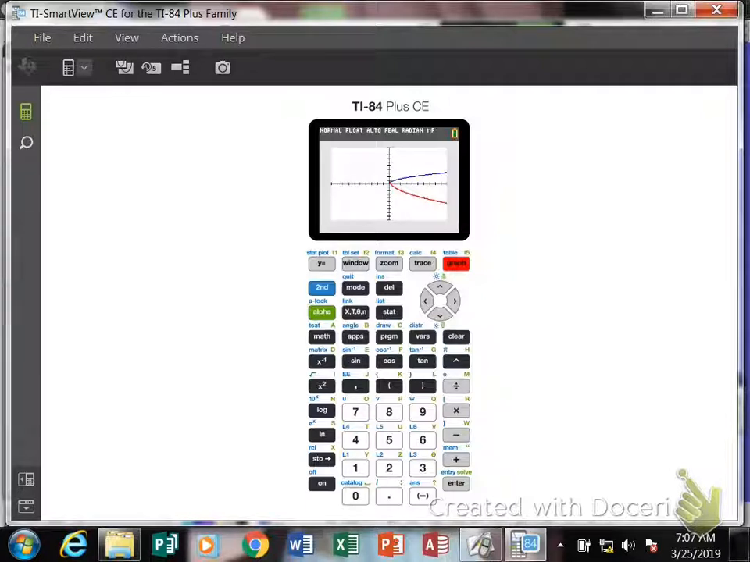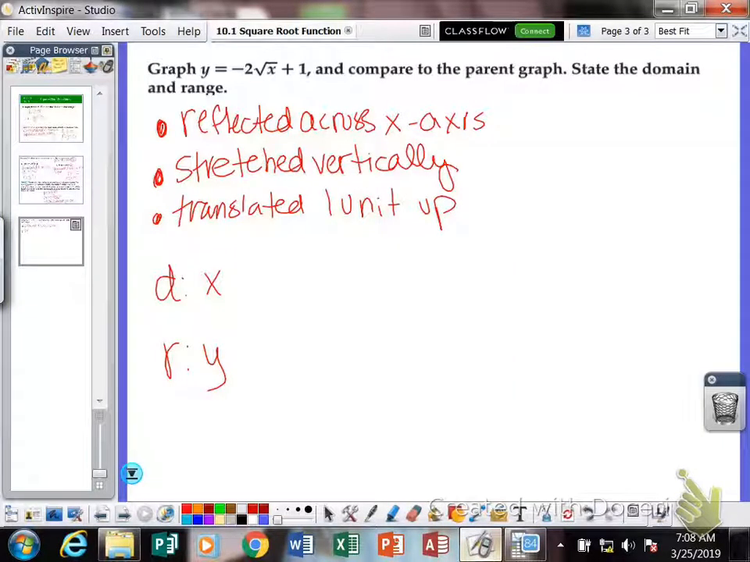So our domain can be 0. I can put 0 in. So if I go back, put 0 in for x, the square root of 0 is 0. 0 times negative 2 is 0. I get plus 1. So our domain can be x is greater than or equal to 0. When I put 0 in, square root of 0 is 0. Times negative 2 is 0. 0 plus 1 is 1. So y is less than or equal to 1 because it was reflected, so it goes on the opposite side.